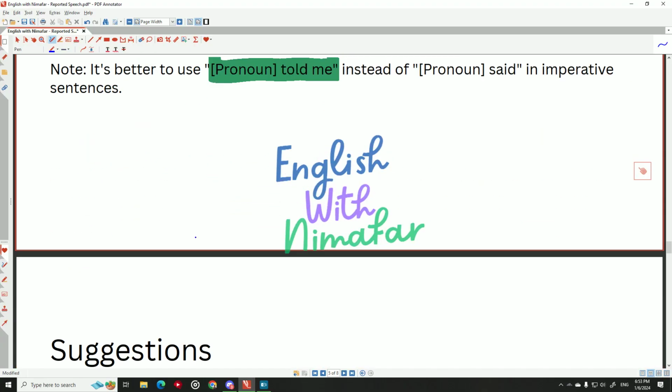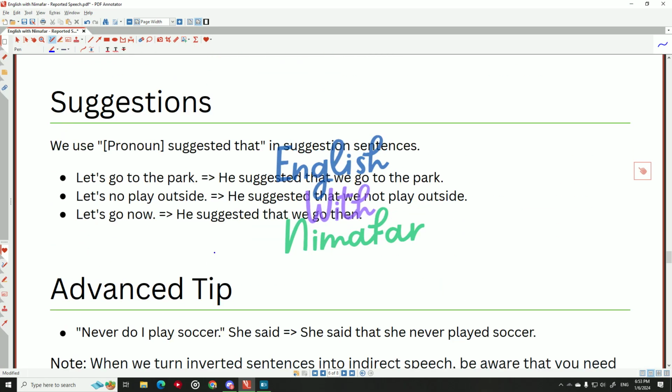So, next one, suggestion. The last part we have, suggestion. If you want to suggest something to someone, we use let's. For example, let's go to the park. This is my sentence. Let's go to the park. He suggested that we go to the park. Forget backshifting, no tense changing. He suggested, we use suggested, actually mostly suggested. He suggested that we go to the park.